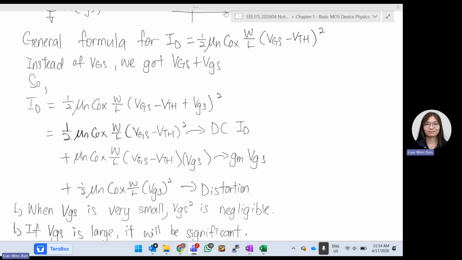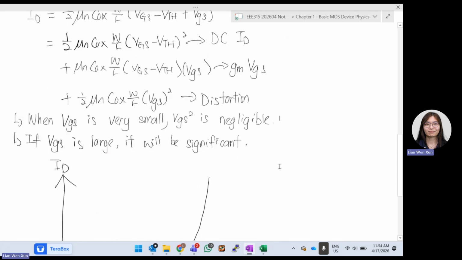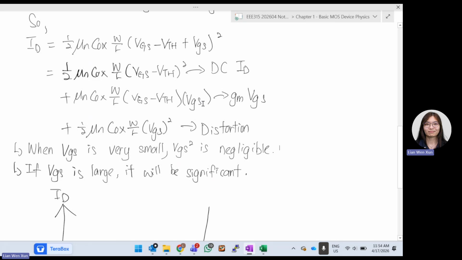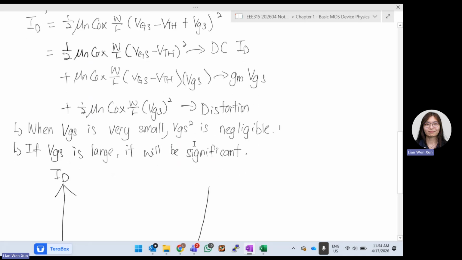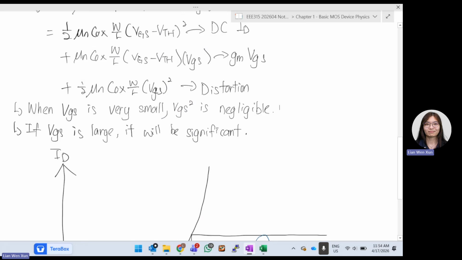So if it comes to these three equations, add up. When VGS is very, very small, the noise is very small, so basically VGS square can be totally ignored. But if VGS is very large, you square it, it will be much, much larger. Then it will be very significant.